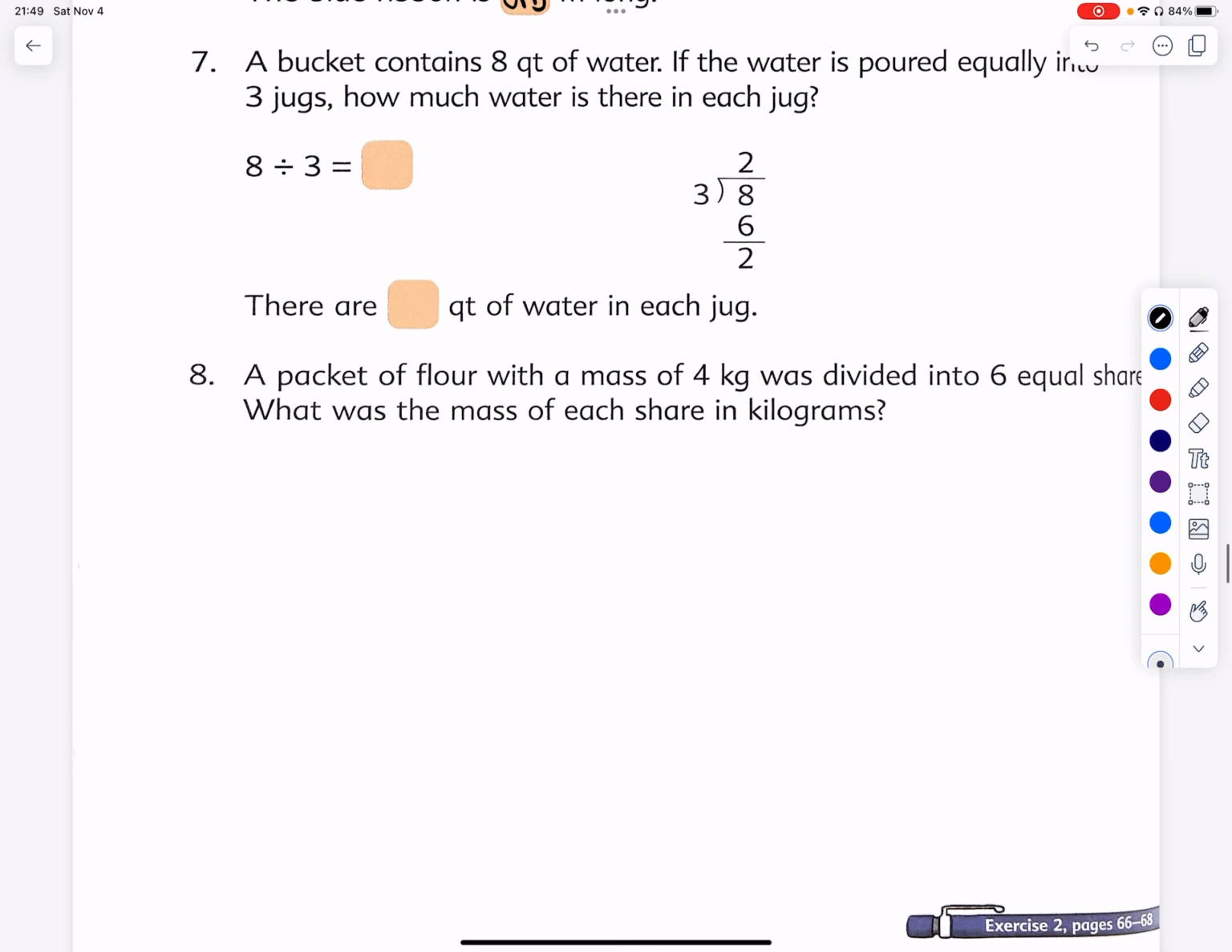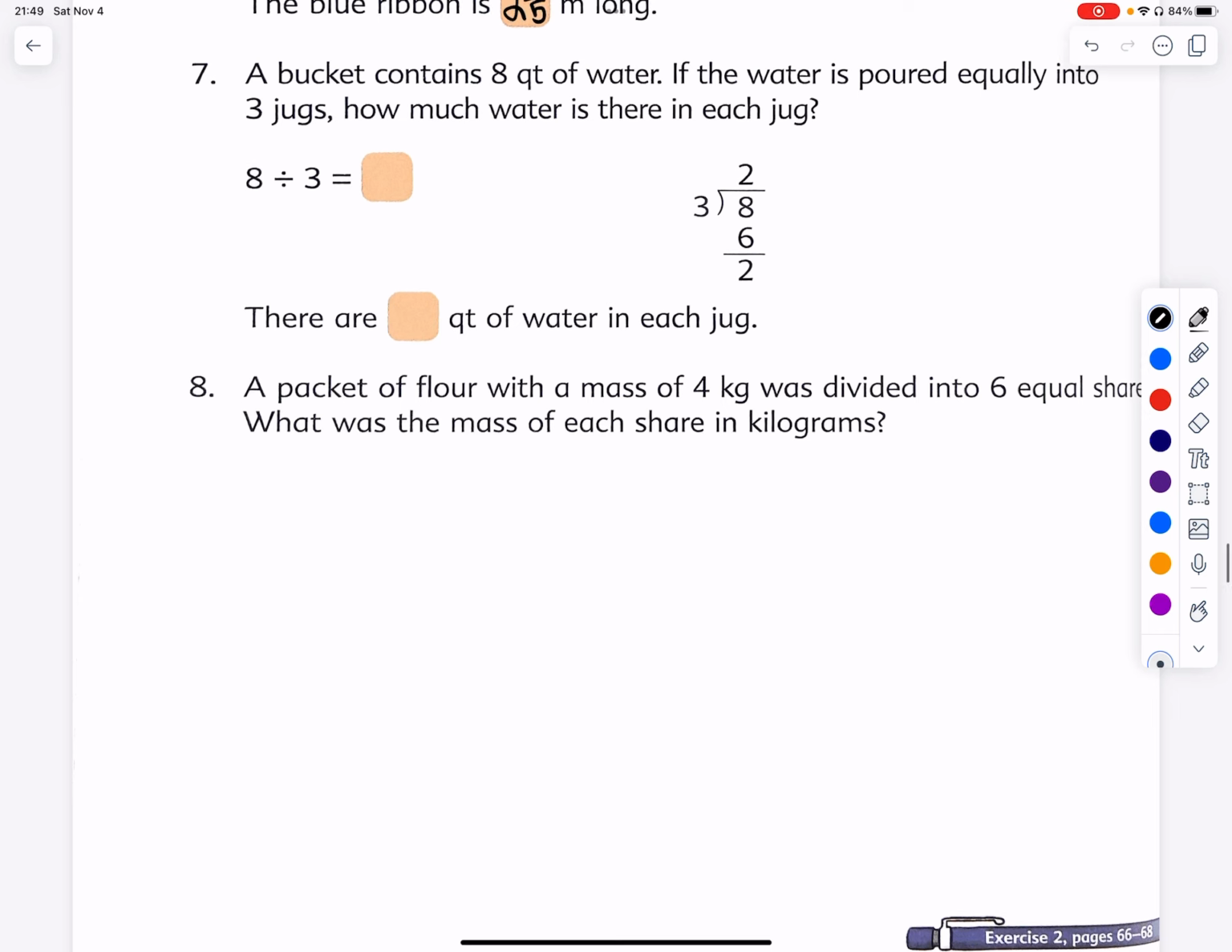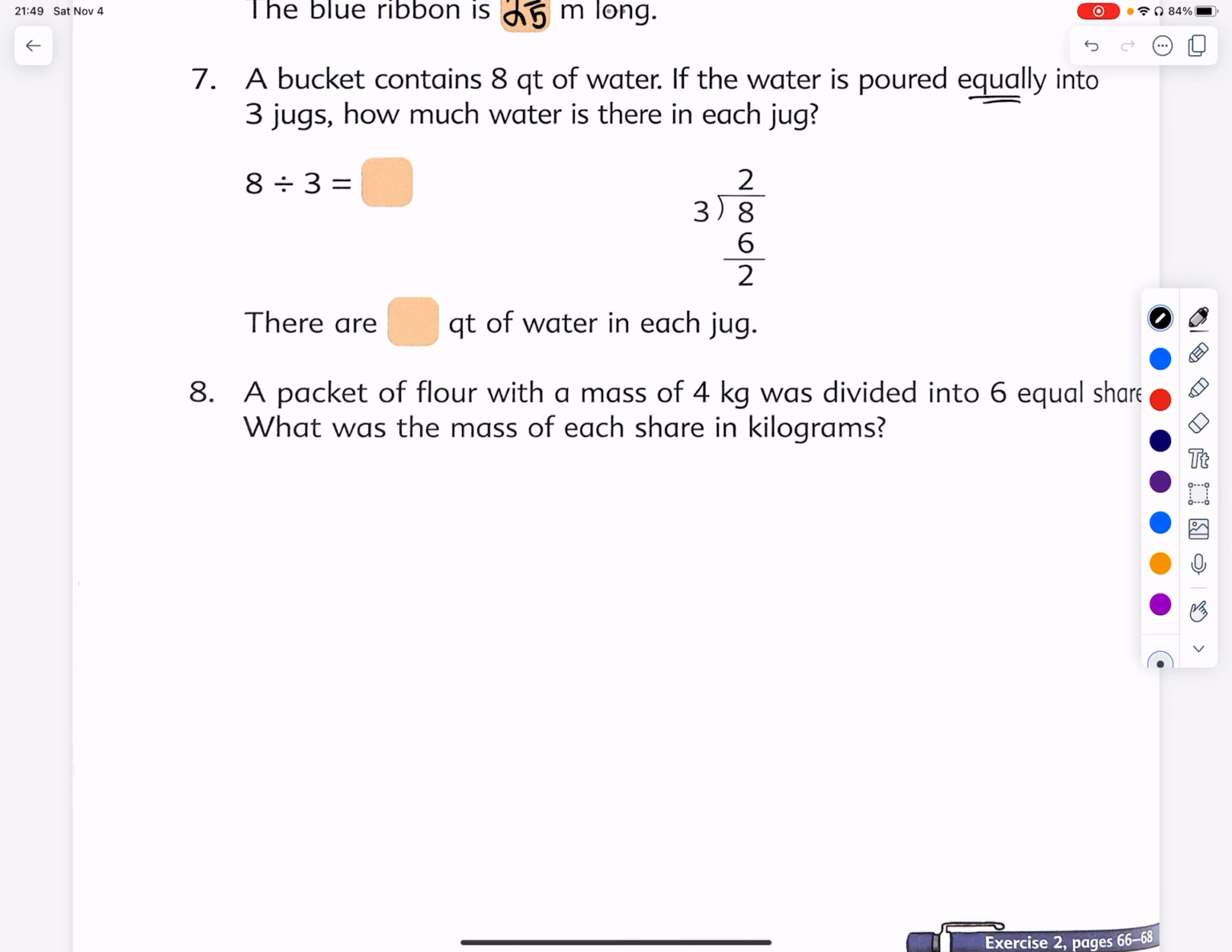Now, problem number 7. A bucket contains 8 quarts of water. If this water is poured equally into 3 jugs, how much water is there in each jug? Well, 8 is the total, split into 3 equal jugs. 8 divided by 3, it's a division problem.